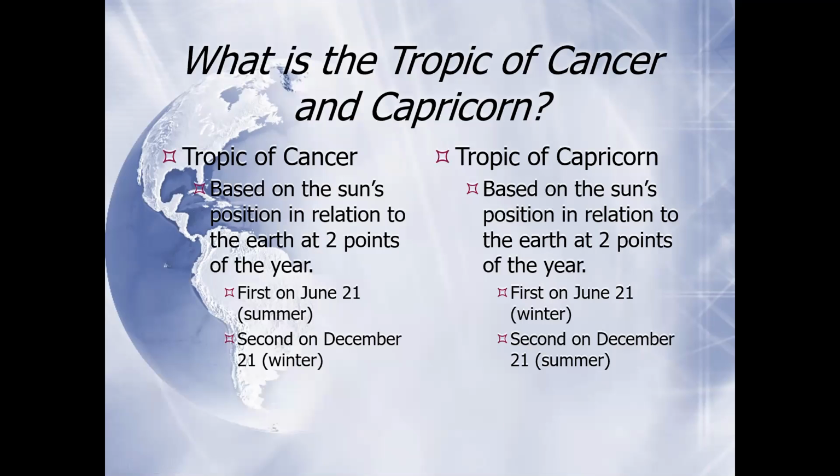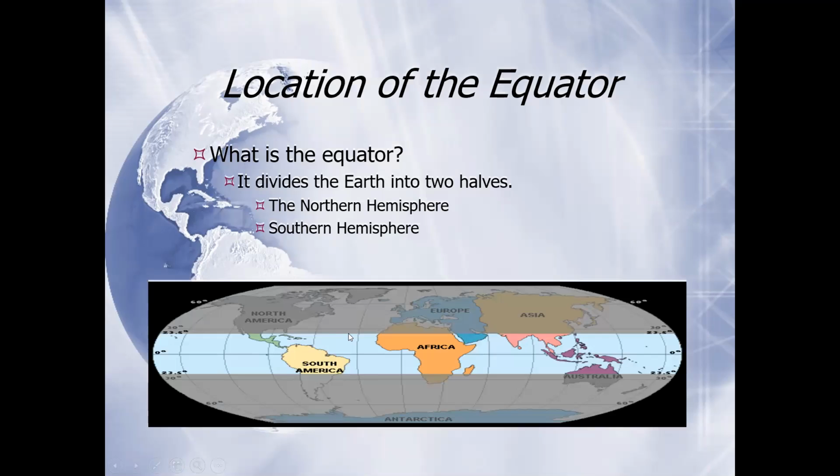So these two lines are located at 23.6 degrees to the south and 23.6 degrees to the north. So this region is known as the tropical region.